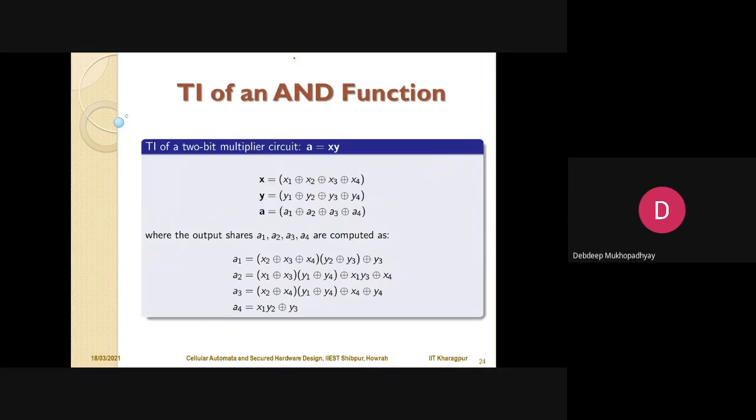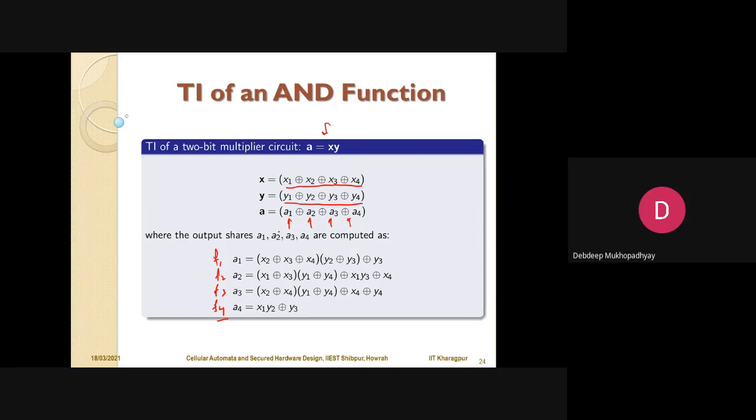Here is a quick example to perceive that. We want to implement a = x times y, but x has been decomposed into these 4 shares, and y has been decomposed into 4 shares. Now I am defining these functions, as I said, f1, f2, f3, f4. Here we have denoted them as a1, a2, a3, and a4. You can think of this as f1, this is f2, this is f3, and this is f4, so that finally, if you combine a1, a2, a3, and a4, you will get back the original output, which is x times y.